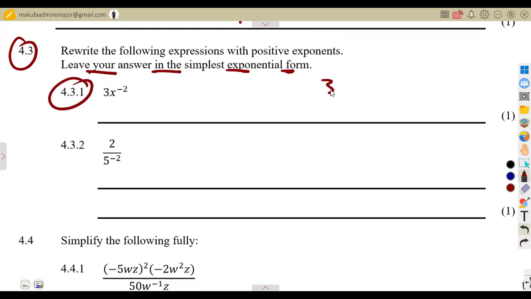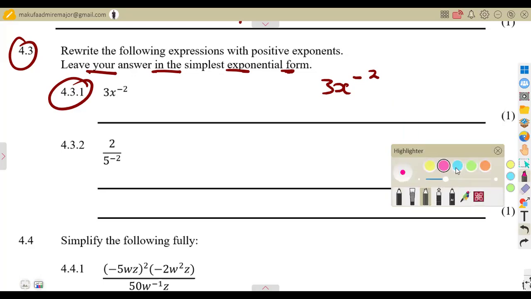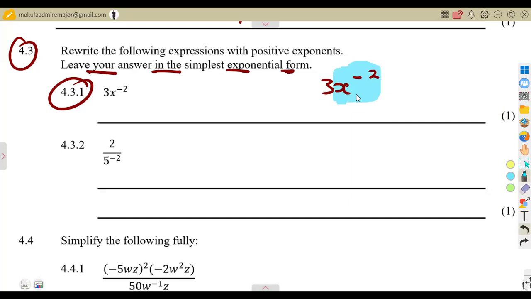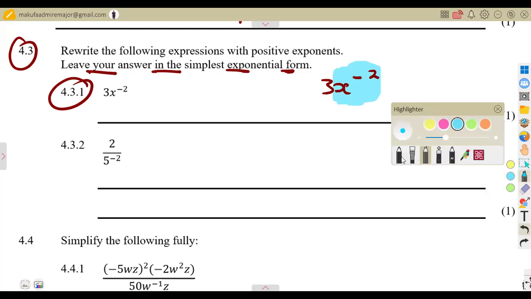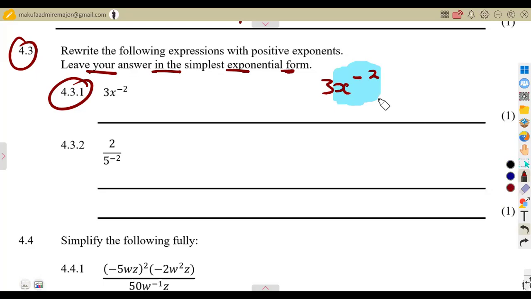4.3.1. We are given 3x to the exponent of a negative 2. Remember that when given a negative exponent, we write it as 1 over. If it is x to the exponent of negative n, it's 1 over that. So what is being raised to the exponent of a negative? It is the x, not the 3, but this x. It is the one that is being affected by the negative exponent. So meaning to say, this is going to be 3 over x squared. The x is the one that is affected, not the 3.